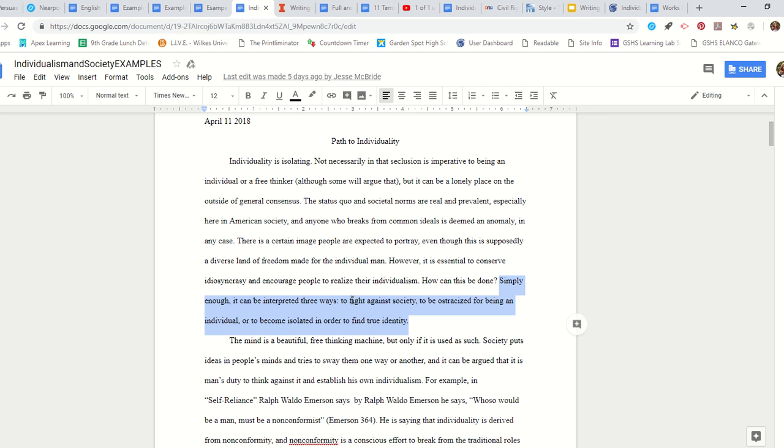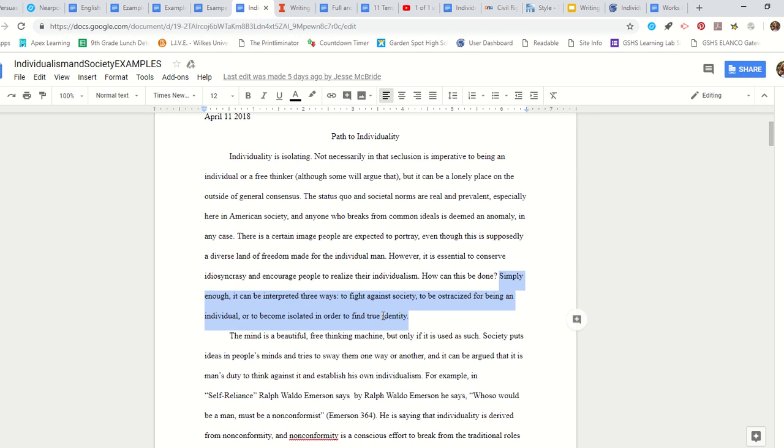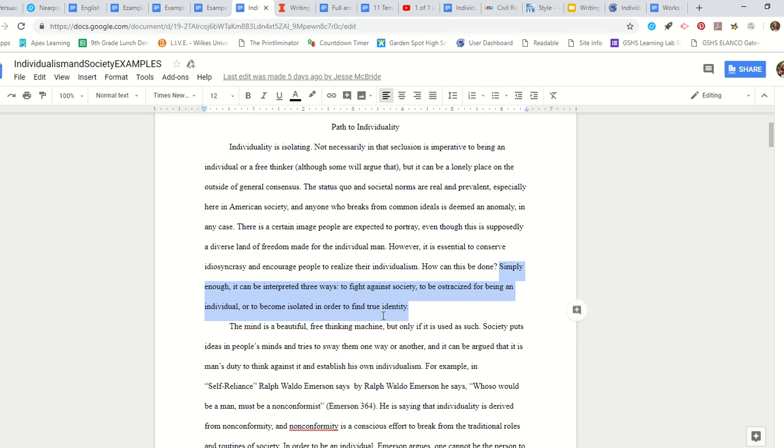So, to conserve idiosyncrasy. Alright, so idiosyncrasy can be interpreted 3 ways. Fight society, be ostracized for being an individual, or to become isolated in order to find true identity. So, that one's a little bit all over the place. I would have liked a clearer argument.